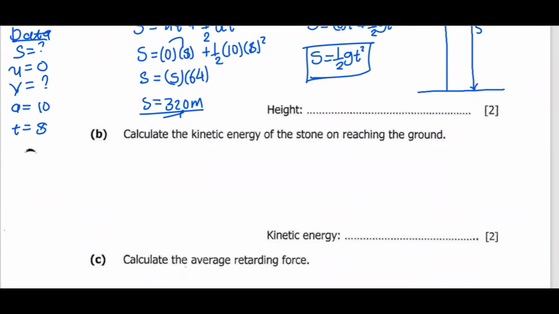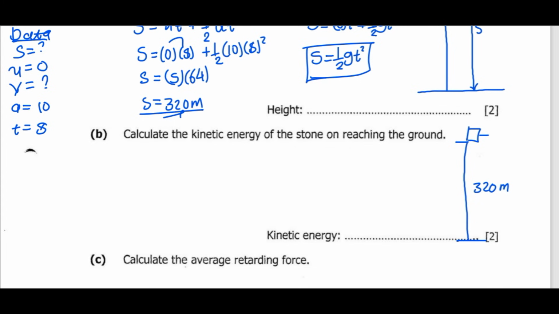Now we move on to question B. Calculate the kinetic energy of the stone on the ground. So for us to calculate the kinetic energy, we're supposed to have the final velocity. Now of which, we don't have that final velocity. Now what can we do? So we know that the height, this time we have it. The height is 320 meters. This is our height. So what we can do is, let's find the potential energy before the stone was dropped.